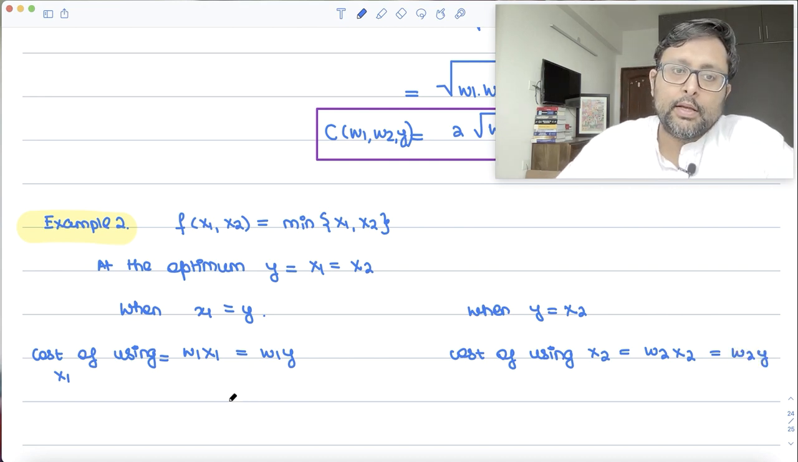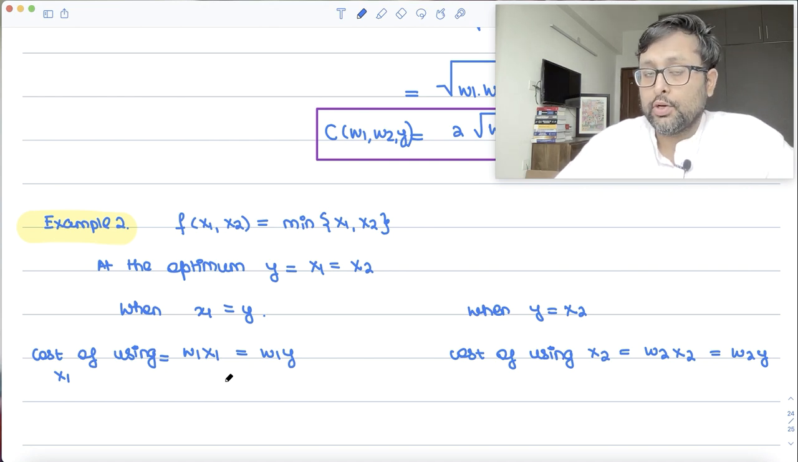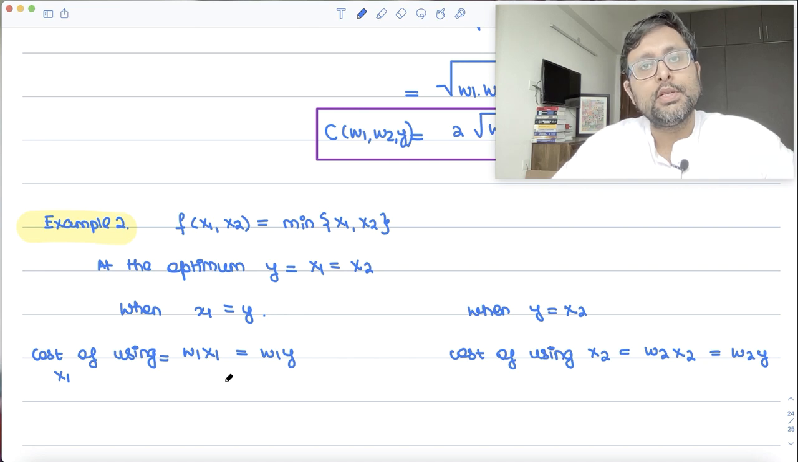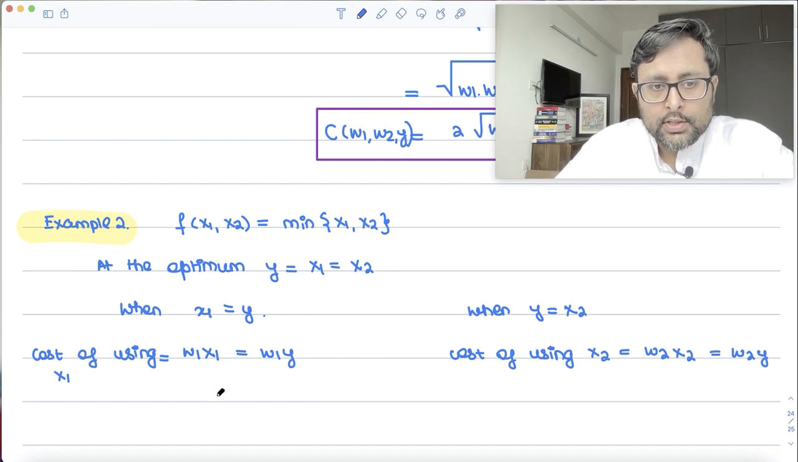Now you tell me one thing. This is for that kind of production function when you do not have a choice of using a cheaper input. So whatever be the price, you will have to use both of these inputs in this ratio only. There is no other way. So do you have a choice? You don't have a choice. So the total cost is what? Total cost is the cost of using x1, which is W1 y, plus the cost of using x2, which is W2 y.